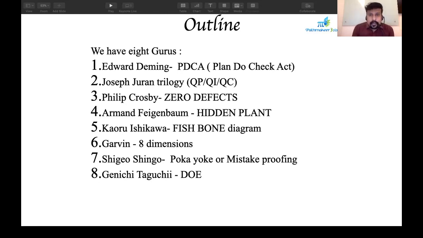Coming to Armand Feigenbaum, the hidden plant. What is this hidden plant? Plant means factory, as you all know. And remember one thing, for people who are coming from industries other than manufacturing, most of the quality concepts are based on manufacturing. As we go ahead, I'll be giving you examples in different industries, but everything is customized from manufacturing, especially from the automobile industry. Quality evolution and revolution took place mostly in the manufacturing industry. So we cannot ignore manufacturing industries. Fine. So, hidden plant or hidden factory. What is this?